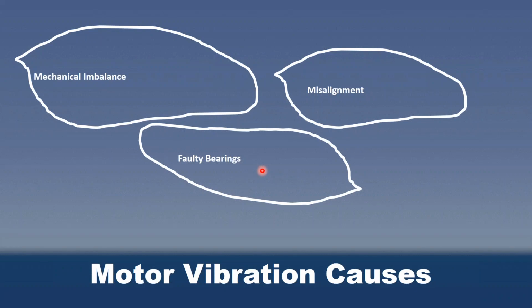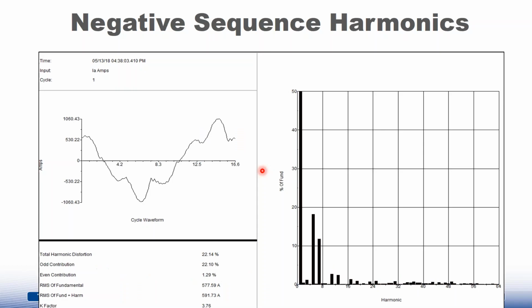Mechanical imbalance, faulty bearings, and misalignment are causes of vibration, but so are negative sequence harmonics. What we're looking at here is a detailed harmonic analysis of what a good power quality analyzer would give you. You've got your bar chart again here. We can see our total harmonic distortion and the odd contribution and even contribution of that harmonic distortion, as well as cycle through our waveform.